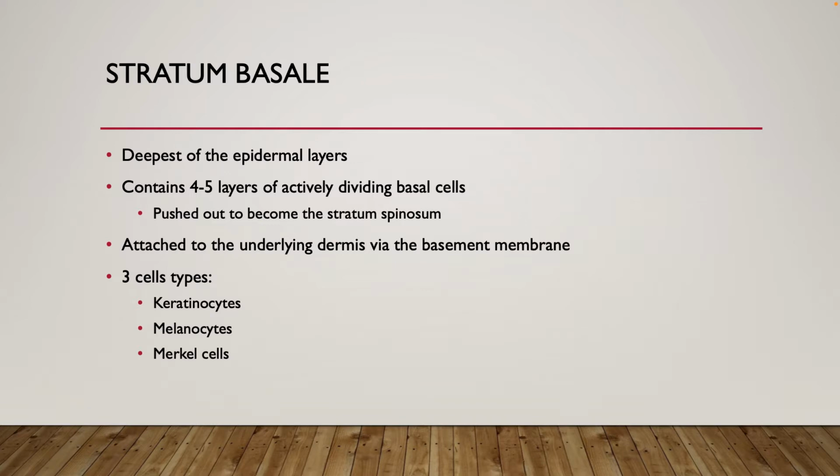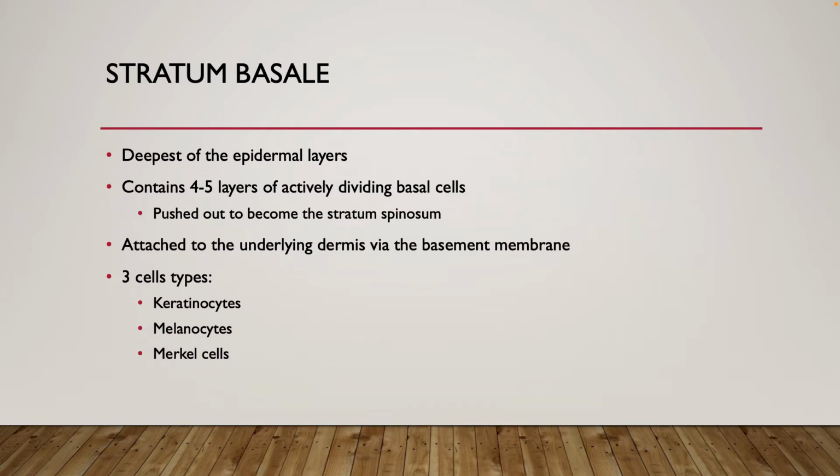And if you think about our mnemonic, the stratum spinosum is the next most superficial layer. And so these cells from the stratum basal that are dividing are pushing their way up into the stratum spinosum. Our stratum basal is attached via different connective tissue, and they're sitting on top of this structure called the basement membrane. And then just beneath this basement membrane, we have our dermal layer.